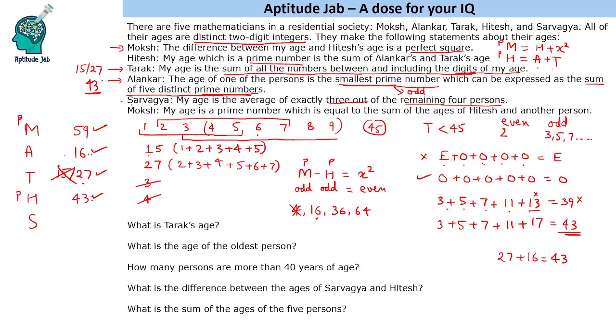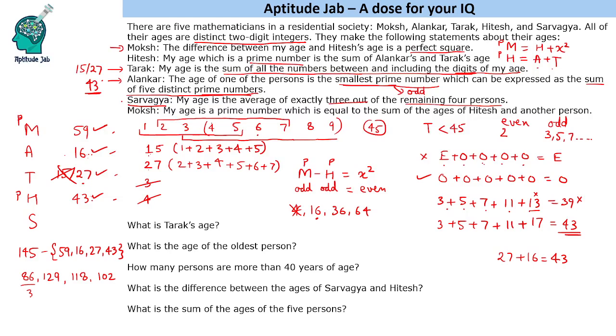Now we need to find Sarvagya's age. Sarvagya says my age is the average of exactly 3 out of the remaining 4 persons. So you have to add 3 numbers, okay, excluding 1 out of the 4. So if you add all these numbers, 75 plus 70, 145. Right? So the sum of the ages of all 4 is 145. You subtract one by one the age of different people, like 59, 16, 27 and 43. So we can have the possible sums as 86, 129, okay, that will give us 118 and 102.